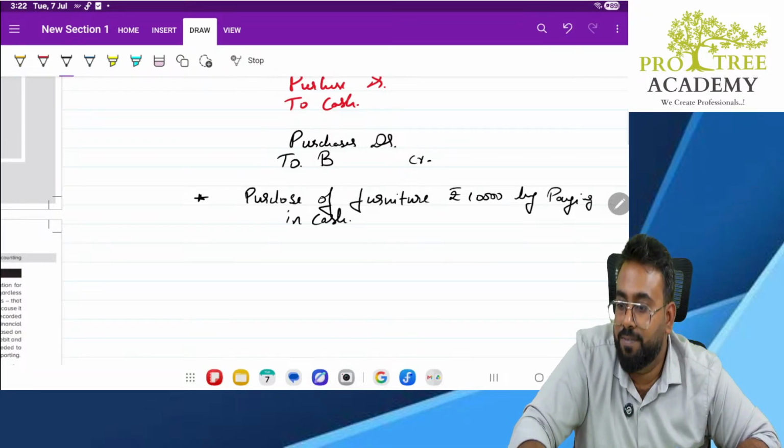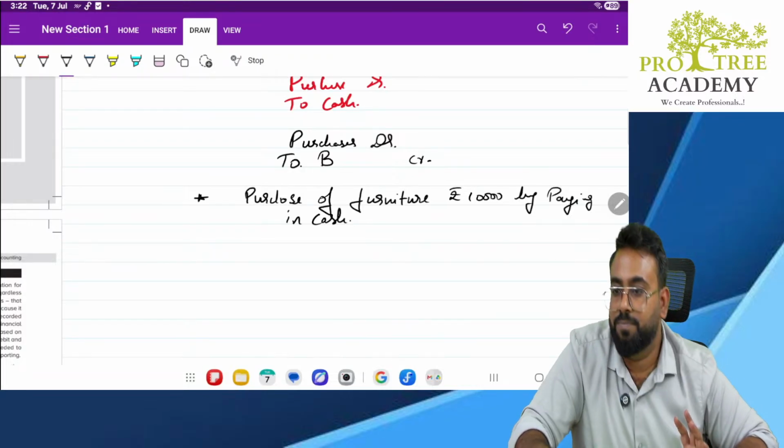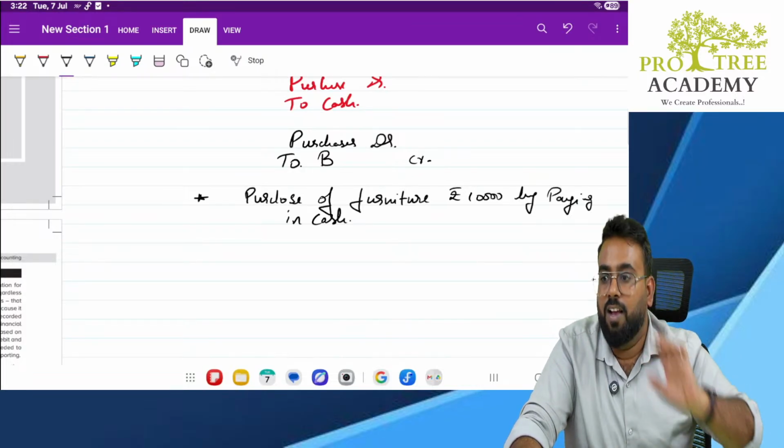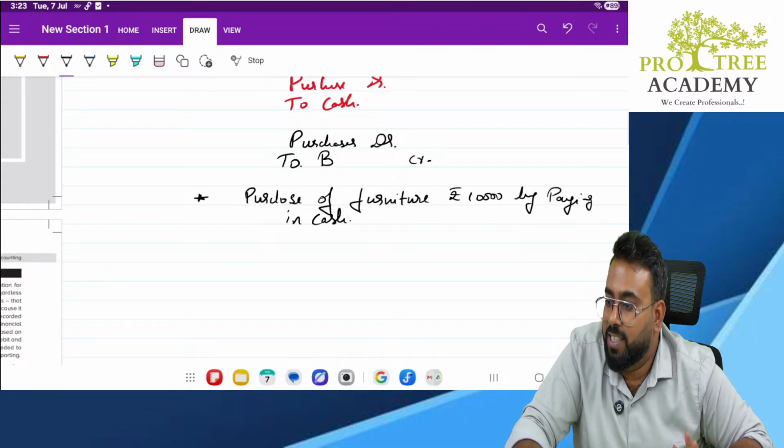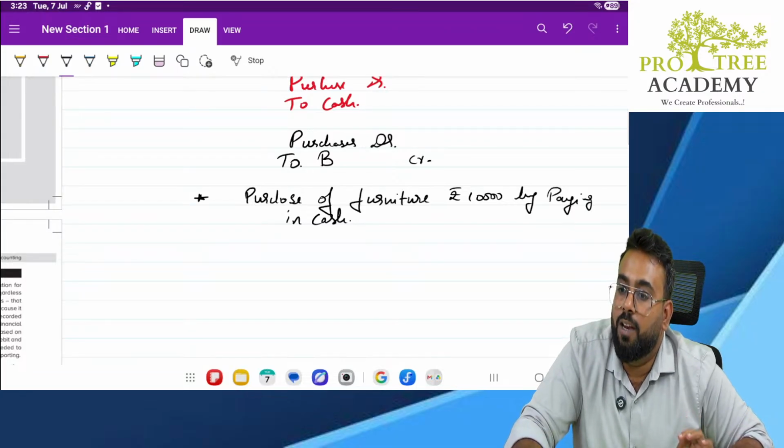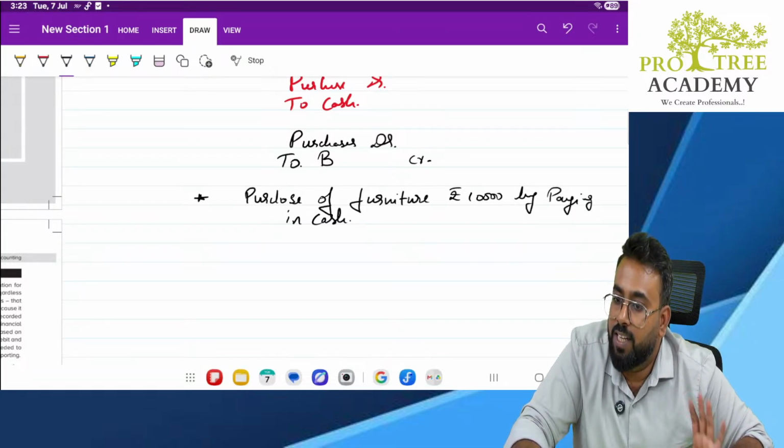Journal entry. Now, my question to you. First, furniture. We are purchasing the furniture. Now, my question: whether this furniture is an asset, income, expenses, or liability.